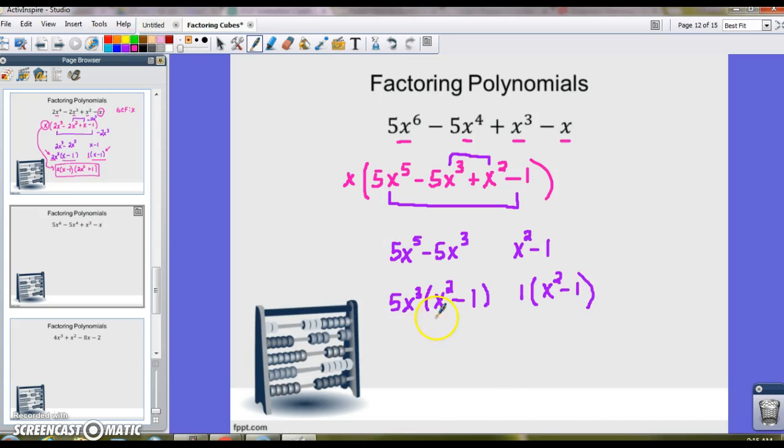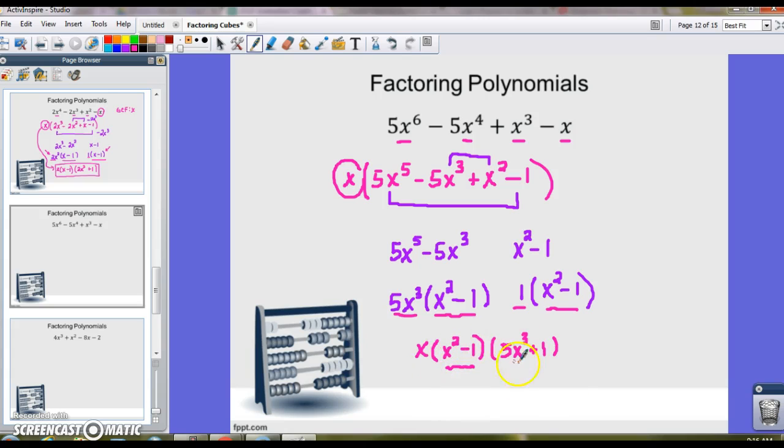Again, notice I have the same thing in my parentheses, which I should have. If I don't, I did something wrong. So I have x squared minus 1. And then in my other set of parentheses, I'm just taking my other 2 terms. 5x to the 3rd plus 1. Don't forget your x that you factored out in the beginning. You factored by grouping.